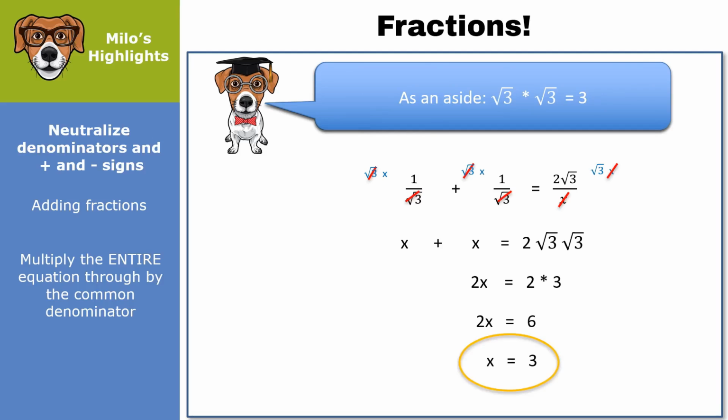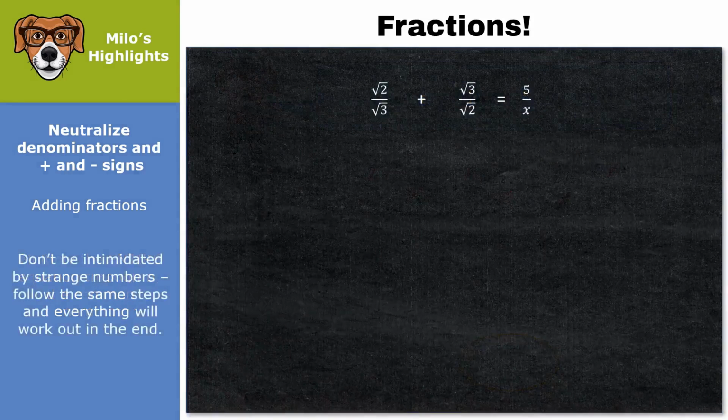And I bet when you first saw that equation, you didn't think it would end up being that easy, but they almost always turn out to be super simple when you multiply the equation through by a common denominator. Okay, try this one on your own. Pause the video. After you're done with your work, or if you get stuck, hit play again, and Milo will walk you through the steps.